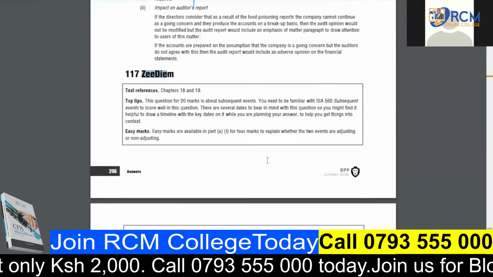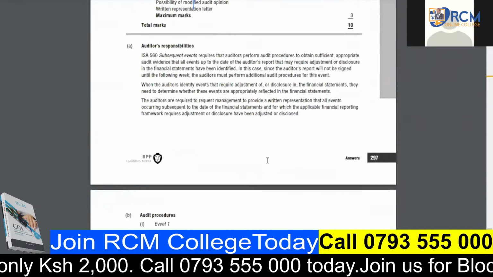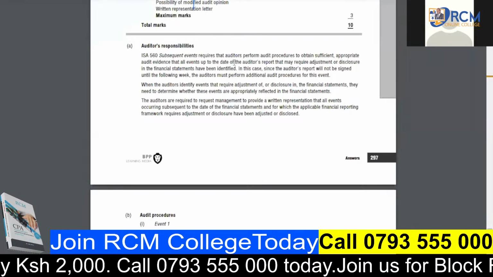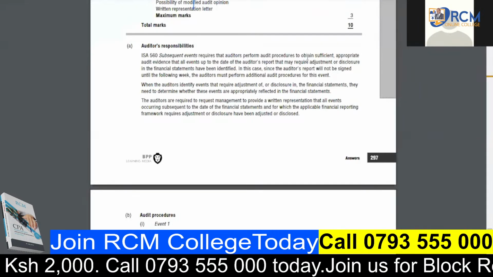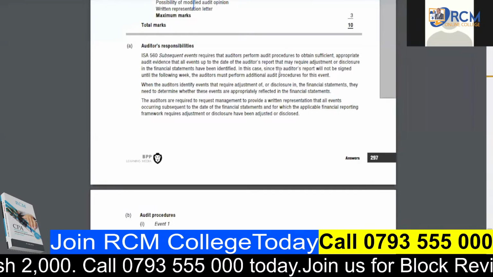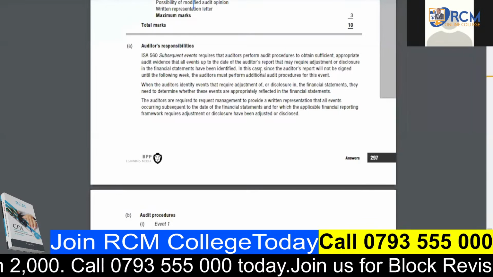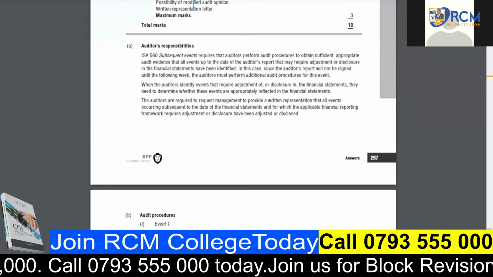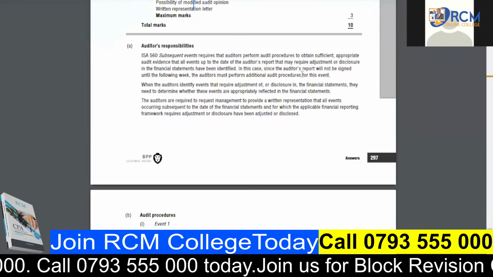ZDM, the answer is here. ISA 560 Subsequent Events requires that auditors perform audit procedures to obtain sufficient appropriate audit evidence that all events up to the date of the auditor's report that may require adjusting or disclosure in the financial statements have been identified.